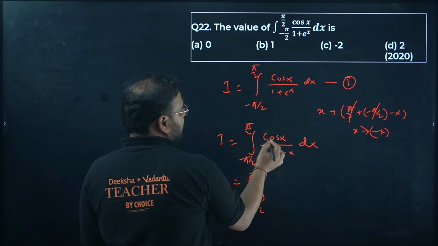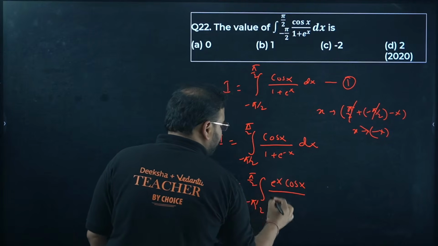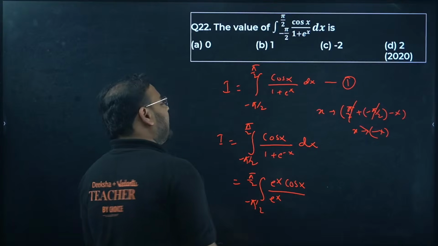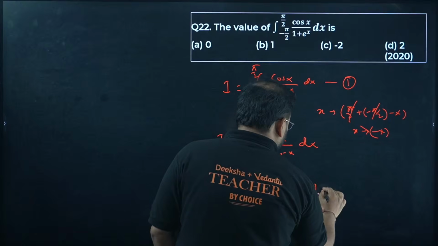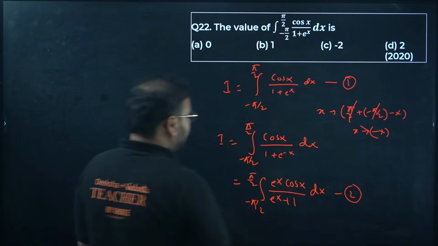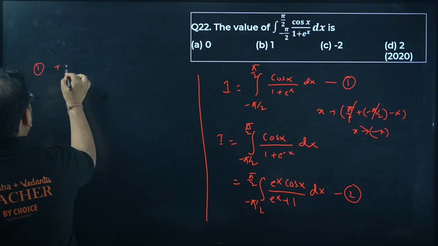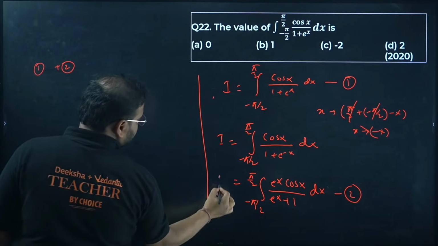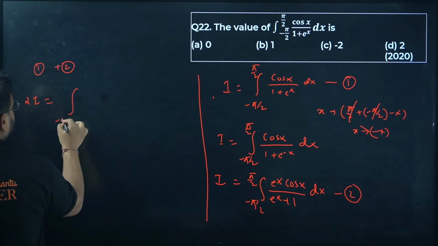Now take this out. If you multiply everything with e power x, you'll have e power x into 1 as e power x, and e power x into e power minus x will be 1. This is equation number 2. Add 1 and 2. You'll get I plus I, which is 2I. Limit remains same.